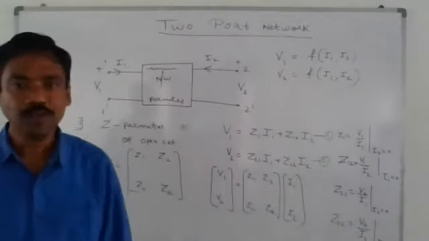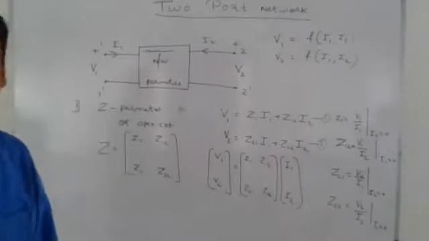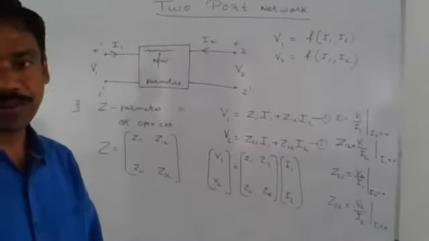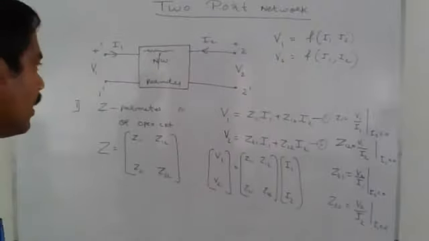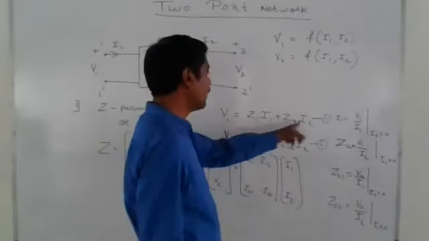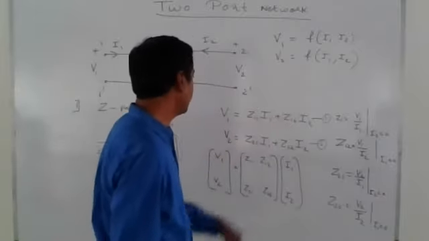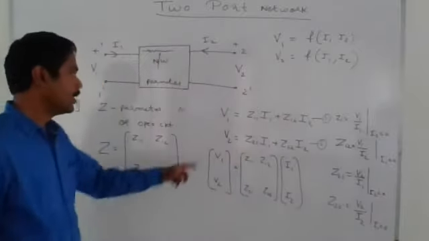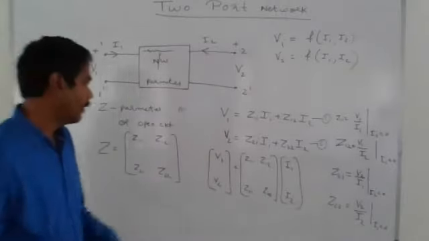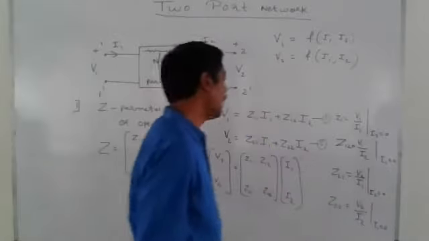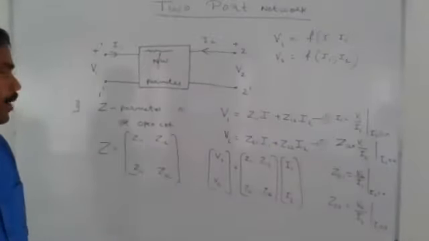Okay. Just write the equations. When we solve one numerical, you will be able to understand how this process takes place. So slowly write down the equations. Z11 is equal to V1 by I1 at I2 is equal to 0. Z12 is equal to V1 by I2 at I1 is equal to 0. Similarly, Z21 is equal to V2 by I1 at I2 is equal to 0. And similarly, Z22 is V2 by I2 at I1 is equal to 0.